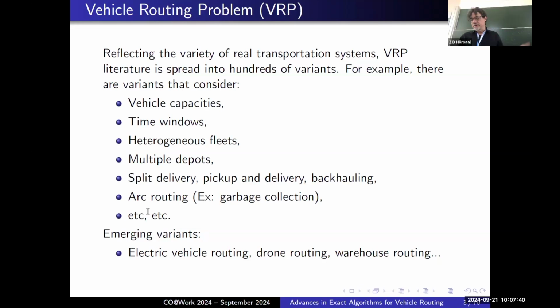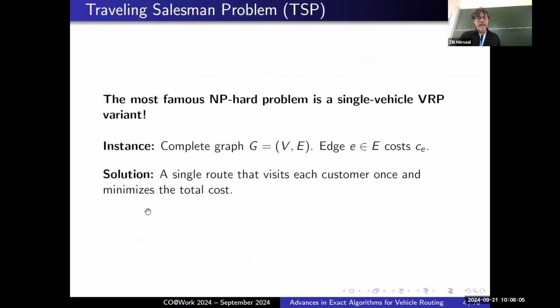And now we have emergent variants like electric vehicle routing. What's the difference between electric vehicle routing and the traditional one? Electric vehicles have to be recharged during the day. They cannot work 24 hours without recharging. And this recharge is slow, and the recharge curve is non-linear, so there are particularities. And then we have drone routing, warehouse routing.